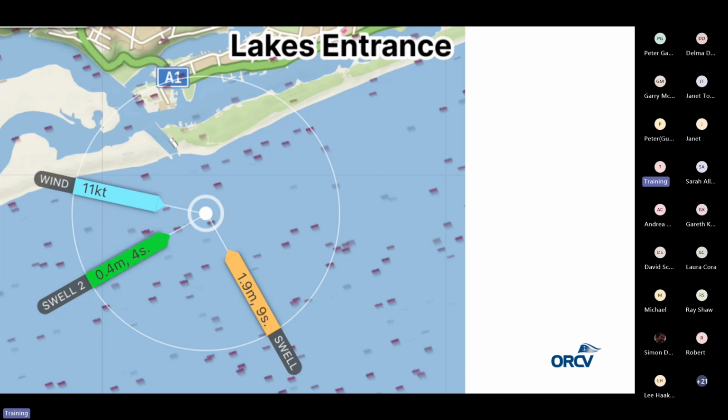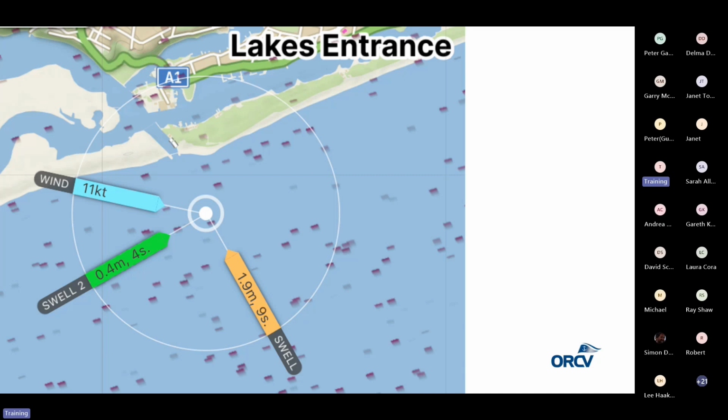And if we look at the height of the wind waves, we've got 0.4 of a meter. We look at the height of the swell and we've got 1.9. So these can cancel each other out, but sometimes they can add together. So for our planning, we will say 1.9 plus 0.4, and we'll be looking at 2.3 meters for our planning. But again, this Windy thing is really useful.